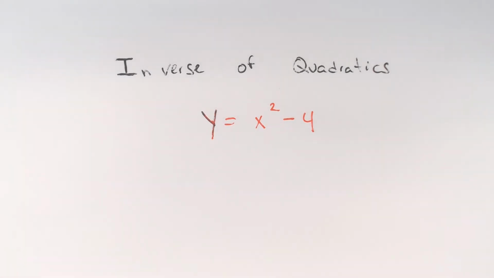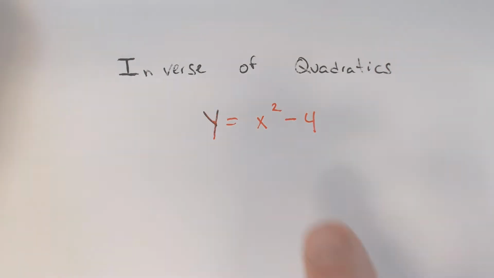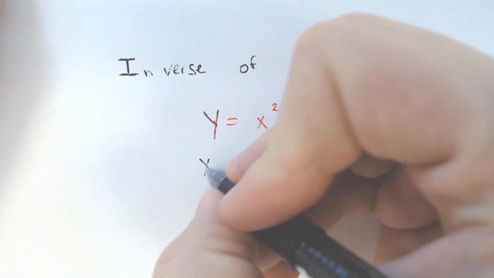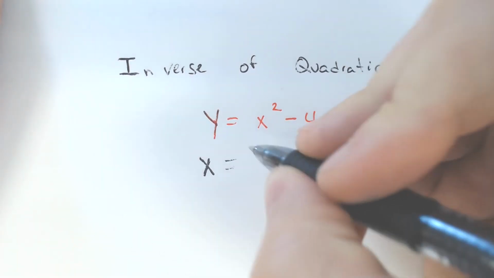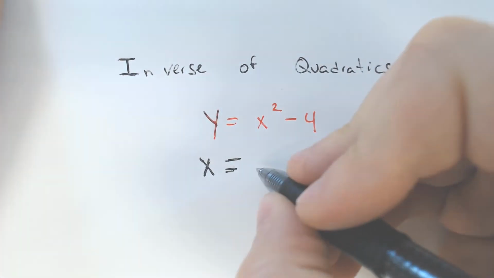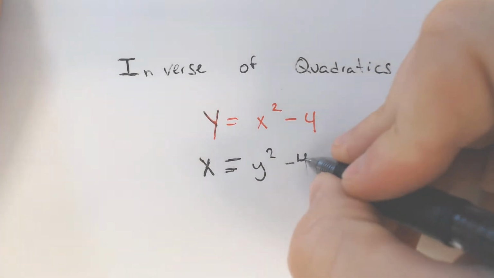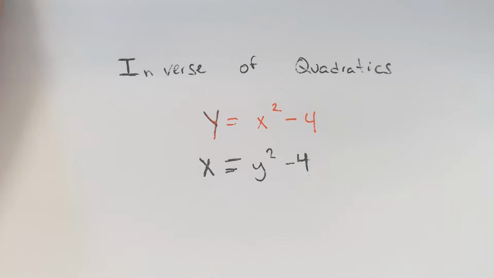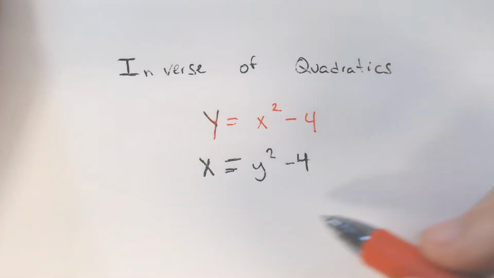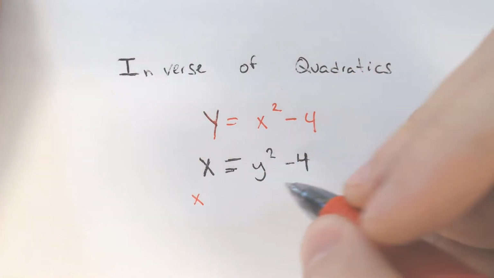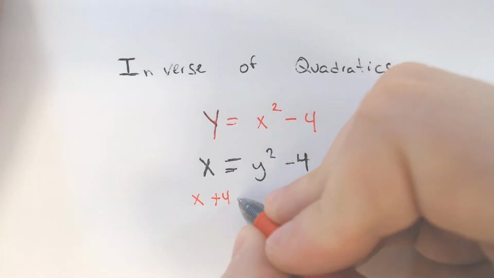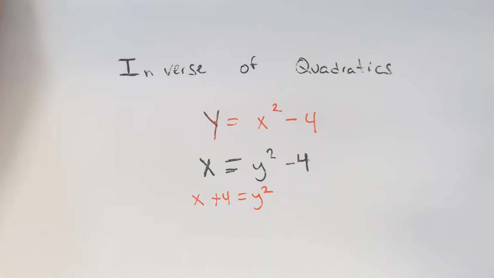This one's relatively easy, but if you have to find your inverse, the first step every single time is to switch your x and your y. So x would equal y squared minus 4. And then from here, your job is to solve for y again. So we're going to add 4 over to the other side. That would make x plus 4 is equal to y squared.